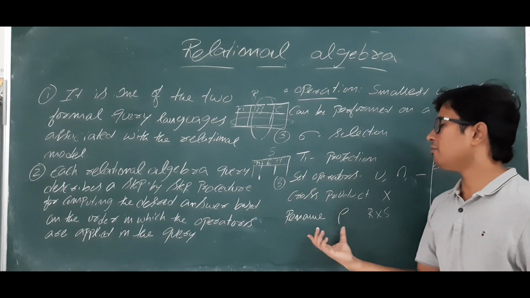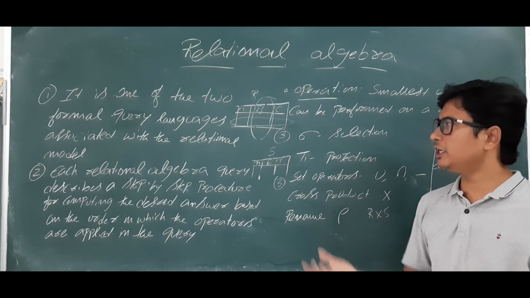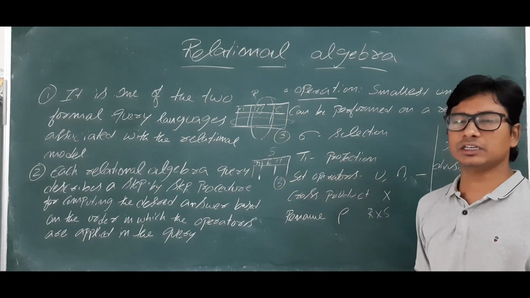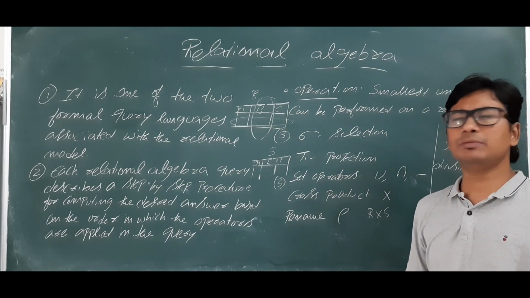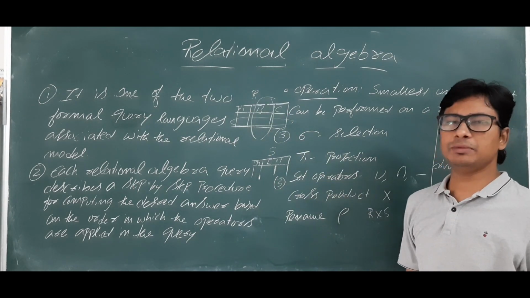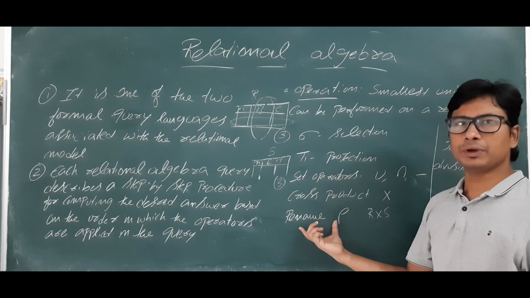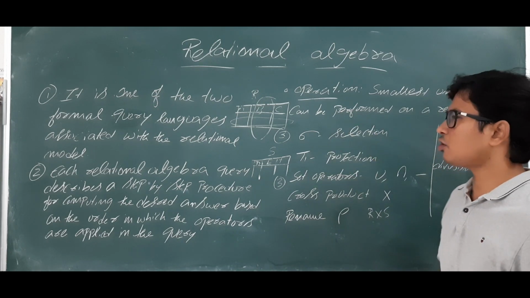Then we have a rename operator. If you want to rename any attribute, or if you want to rename any relation, means I want to change the name of the relation from R to R1, then we will use the rename operator. So these are the basic operators.